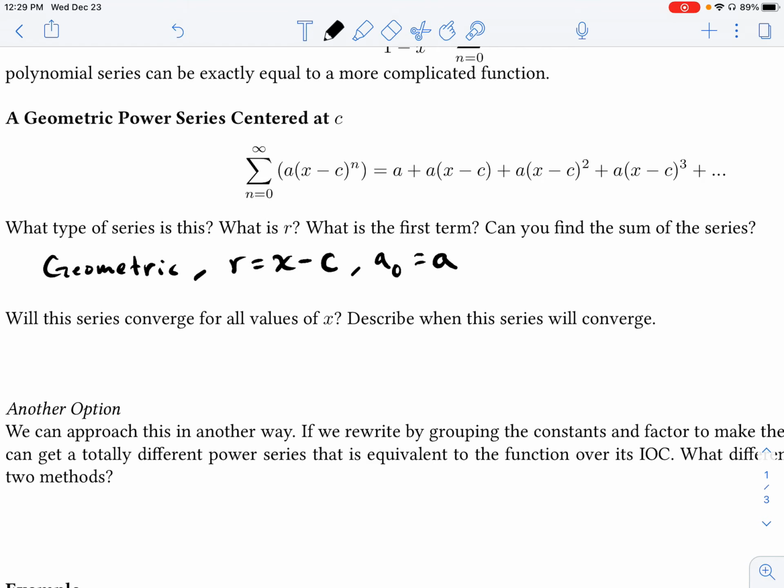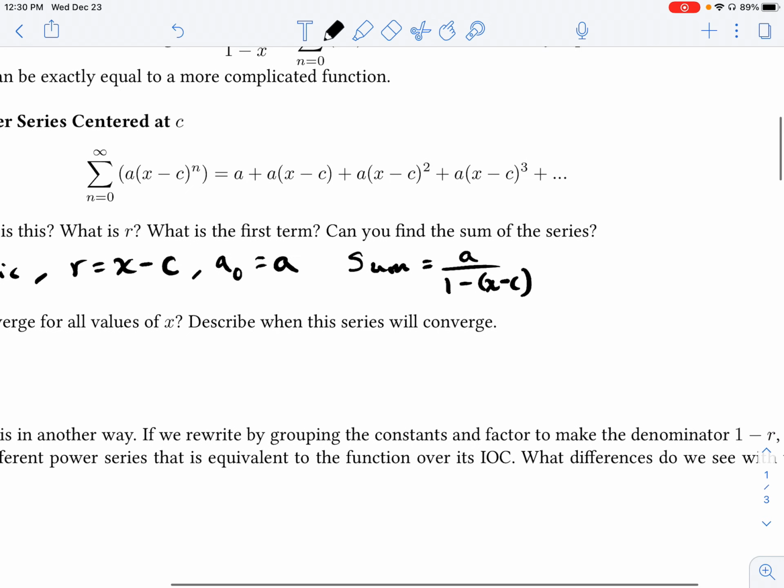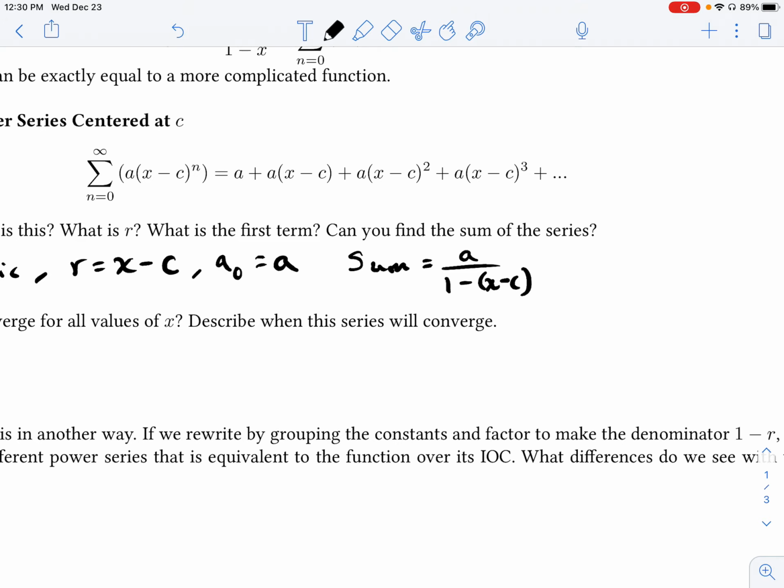And can we find the sum of this series? Well, we know that if this series converges, the sum is going to be our first term, a, over 1 minus r. And what's our r value here? It's x minus c, being careful with our parentheses here. So that's our sum. What is another way of expressing that? Another way is to distribute that negative and write this as a over 1 plus c minus x. All I've done there is distribute that negative.